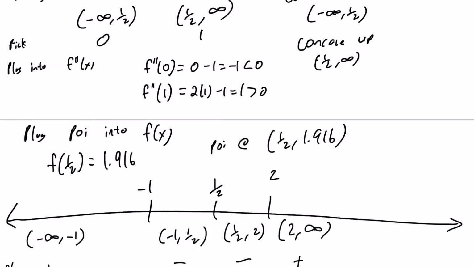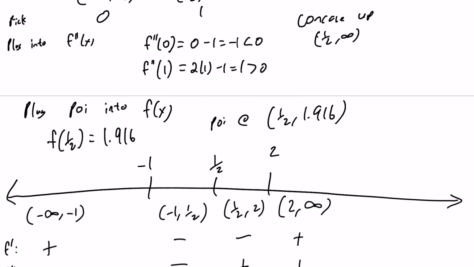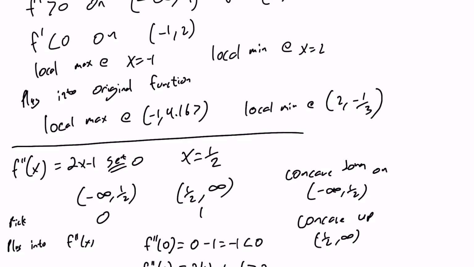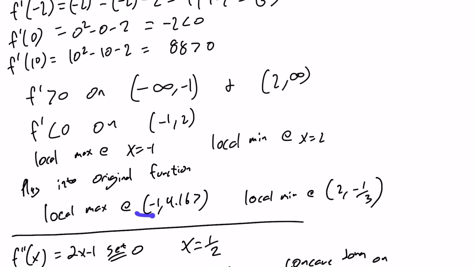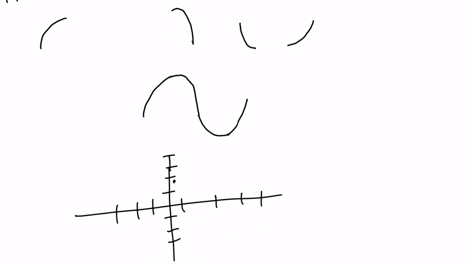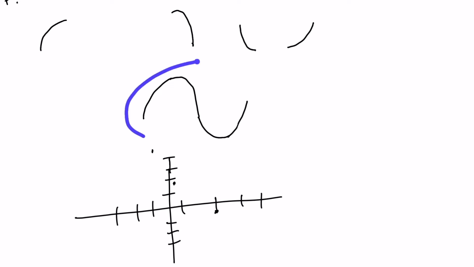Okay, what important points do we find? We found that we have a point of inflection at 1/2, 1.9. So at 1/2, 1.9, we have a point of inflection. We found we have a local maximum at -1, 4.16, and a local min at 2, -1/3. So local max at -1, 4.16, so thereabouts there, and then a local minimum at 2, -1/3.